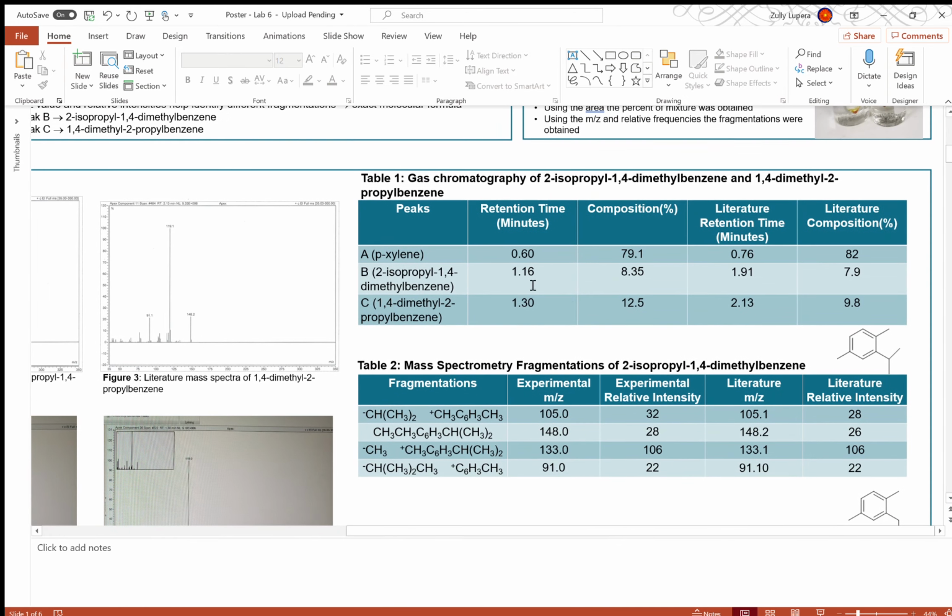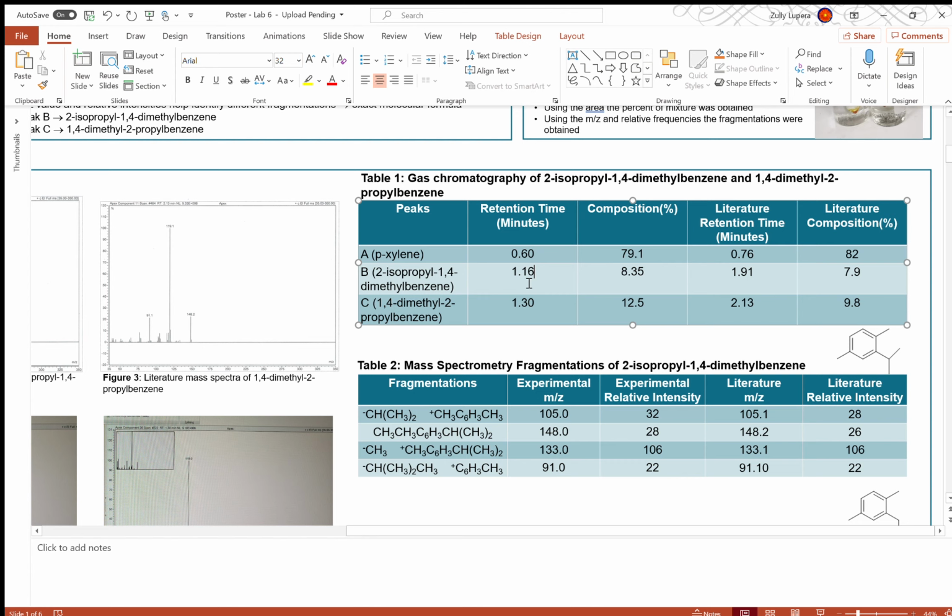If we move here to table 1, we can start off with peak A, actually, the p-xylene. Peak A has a retention time of 0.60 minutes, which is very close to the literature retention time of 0.76 minutes, and a composition of 79.1, which is also close to the literature composition of 82%.